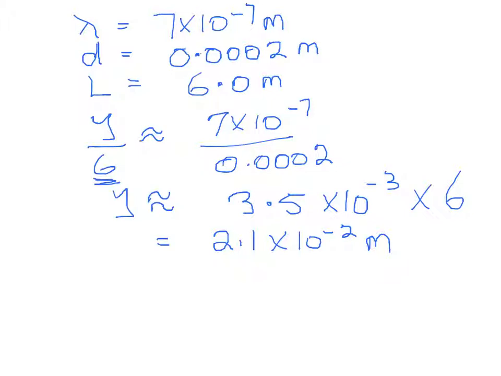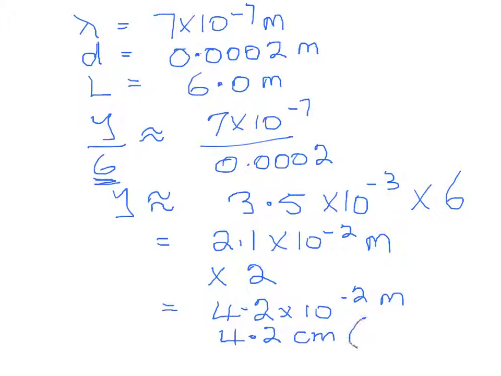Now that's only given us the distance from the center to one side. So to get the other side, we'll multiply that by 2 for two sides, and so our answer is going to be 4.2 by 10 to the minus 2 meters, or 4.2 centimeters to two significant figures. And that's the solution.